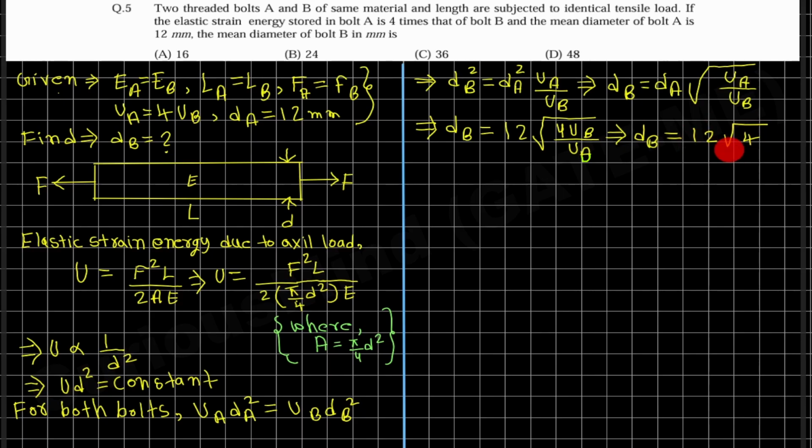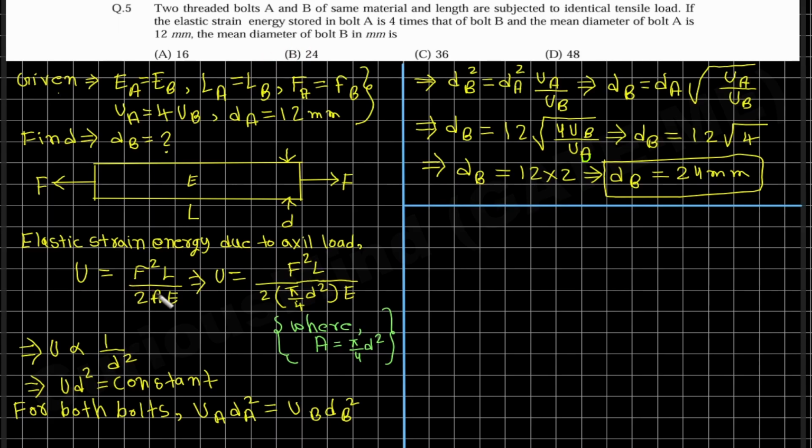We would further simplify it. So there we have it. The value of dB after simplifying the calculation is equal to 24 mm. Correct answer is option B.